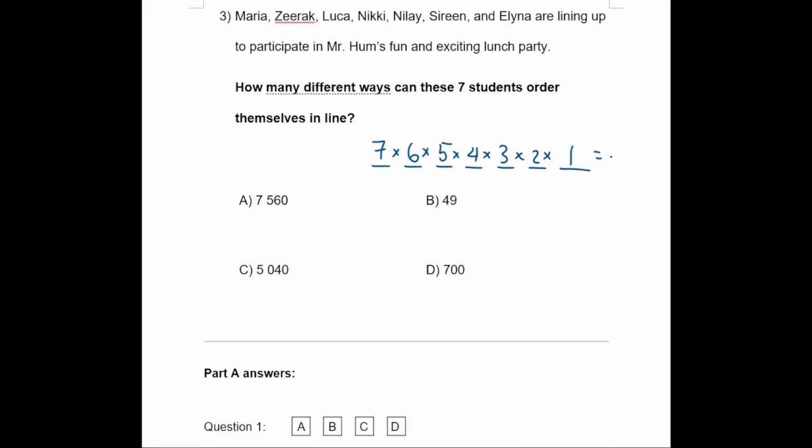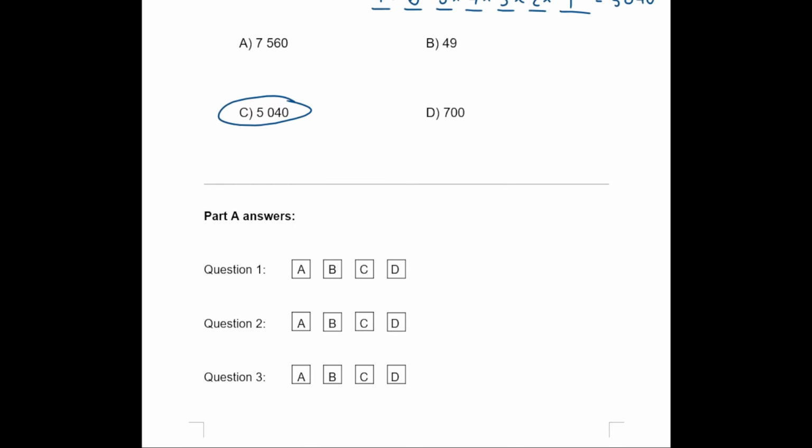Try that in your calculator. You should get 5,040, okay? If you also recognize this as an arrangement question, you could put 7 factorial in your calculator. You'll also get 5,040. So the answer for question 3 is 5,040, okay? So we'll just scroll down here, and we'll shade this in. It was C, C, and C.